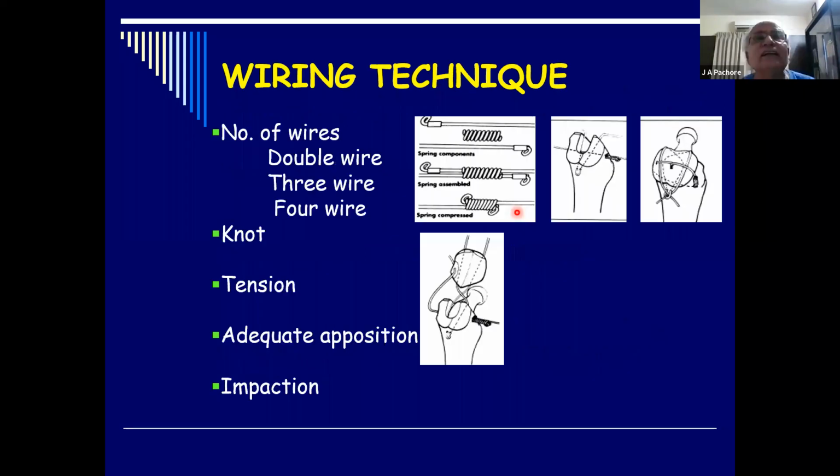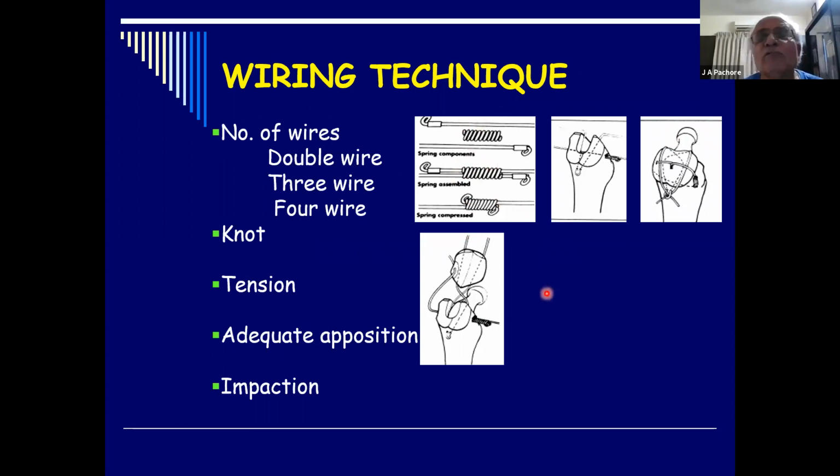The wiring technique, a lot of wiring techniques came into the picture. So it is 2-wire, 3-wire, 4-wire, different types of knots, tension devices, various instrumentation were devised for tightening this wire. A lot of new wires came. This is known as spring-loaded. These spring-loaded wires were devised by Wroblewski, and recently these spring wires are also used.